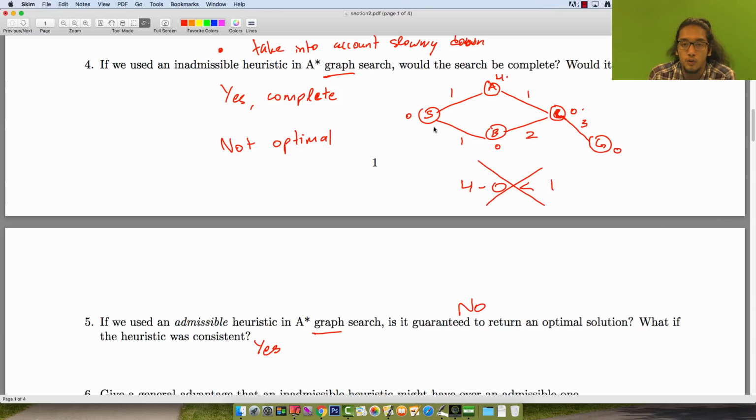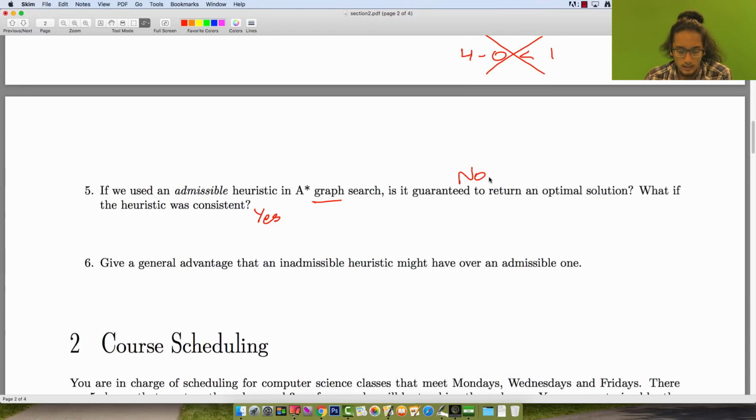If this was true for all the edges in the graph, then the heuristic would be consistent, and in fact, it would give you an optimal solution even for A star graph search. And there's a proof of this which you can take a look at in the notes. I would certainly encourage that you take a look at that.